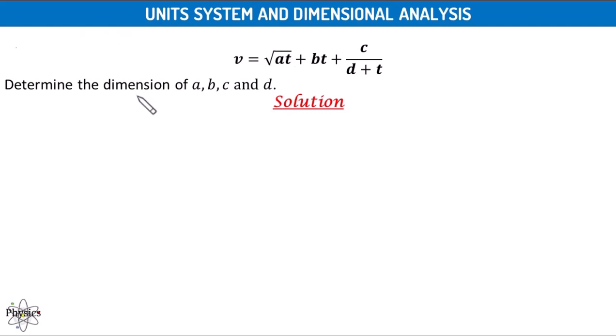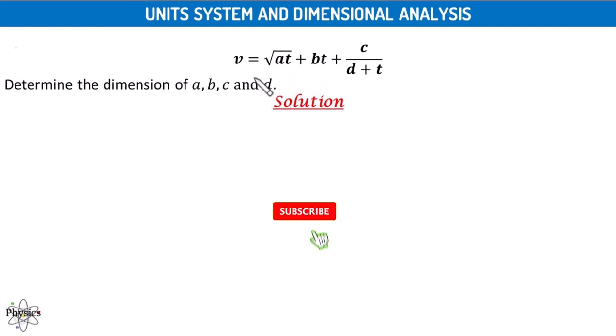Hello everyone, we have an equation under unit system and dimensional analysis. V equals the square root of AT plus BT plus C over D plus T, where A, B, C, D are unknown physical quantities. So we are asked to find the dimension of A, B, C, and D. V is velocity in meters per second and T is time.